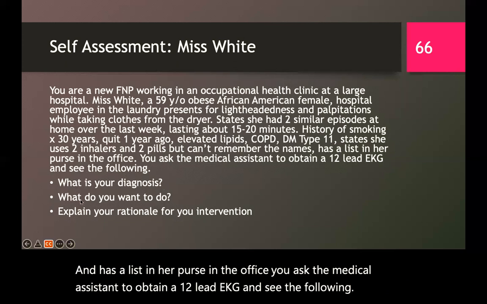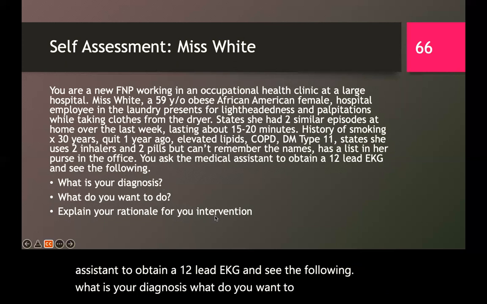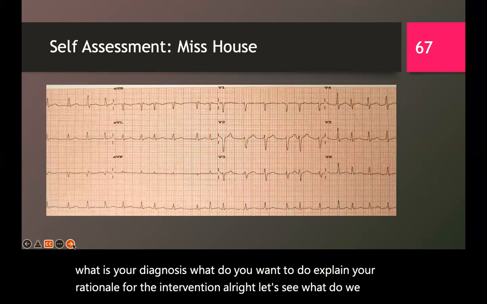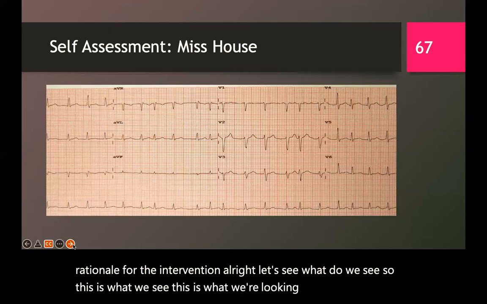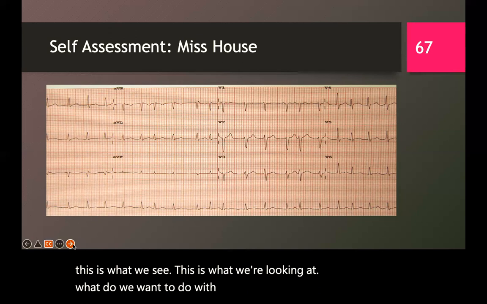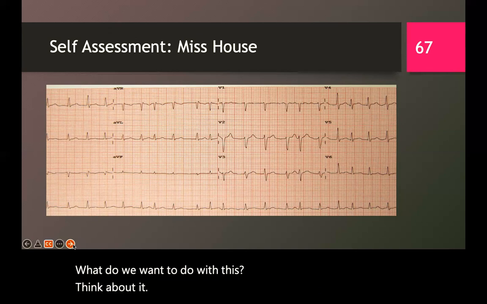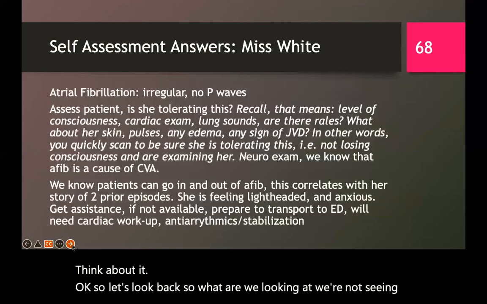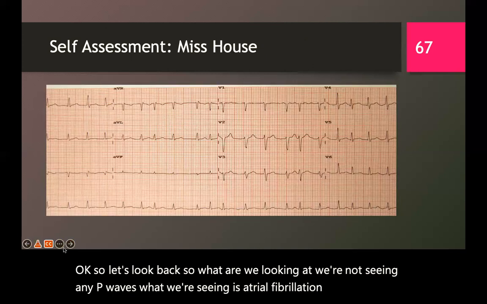What is your diagnosis? What do you want to do? Explain your rationale for the intervention. All right, let's see. What do we see? This is what we're looking at. What do we want to do with this? Think about it. Okay, so let's look back. What are we looking at? We're not seeing any P waves. What we're seeing is atrial fibrillation, an irregular arrhythmia, right?